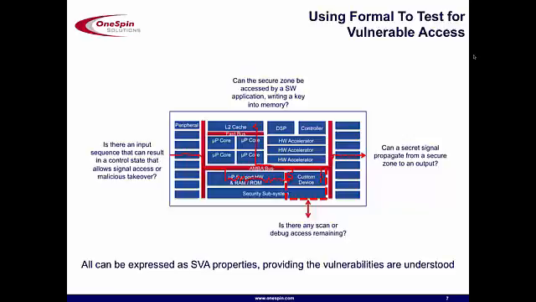So basically, a property is written that checks the propagation of a key to any output that will be seen in SEC, and that output is then analyzed to understand the path from the output back to the key to make sure the vulnerability can be removed.